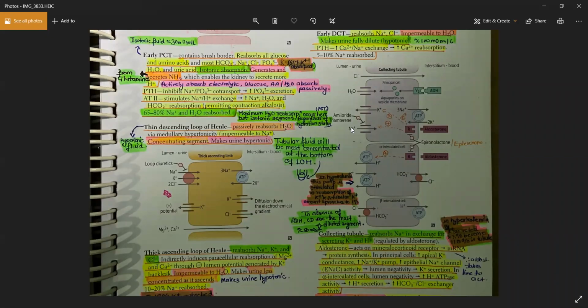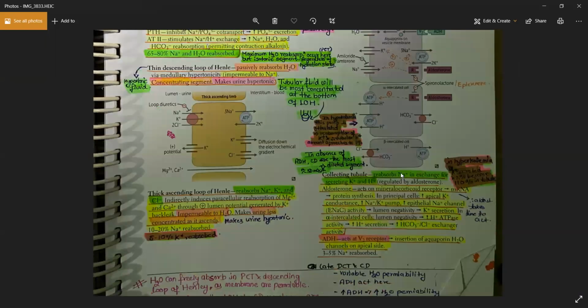Syndrome of apparent mineralocorticoid excess: you're having too much activation of these receptors. As a result, the treatment is spironolactone and eplerenone. So just keep that in mind for the next page.